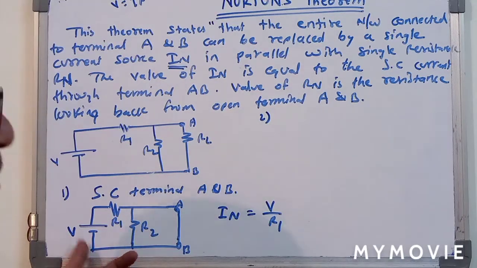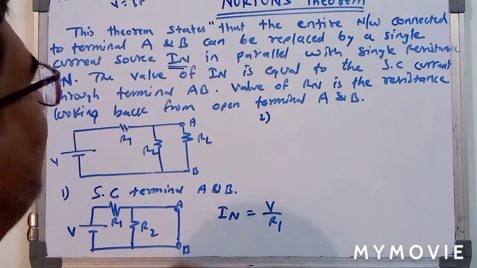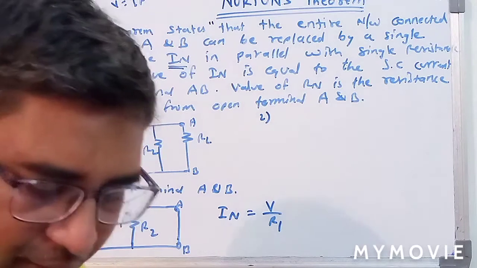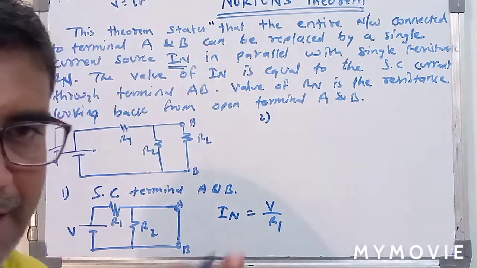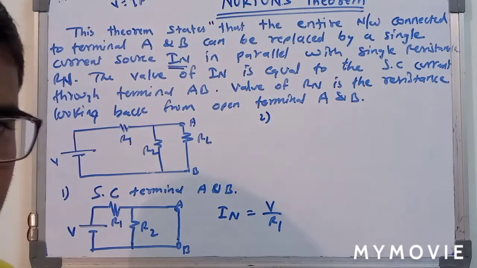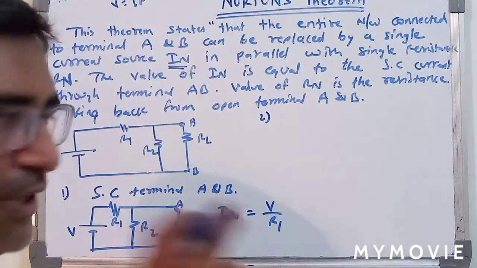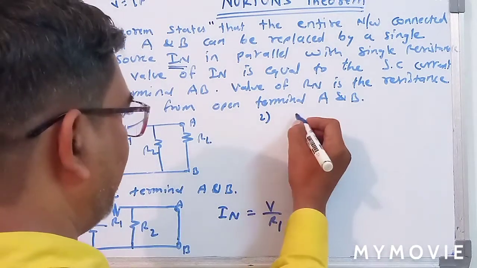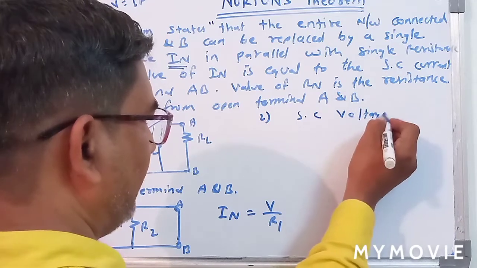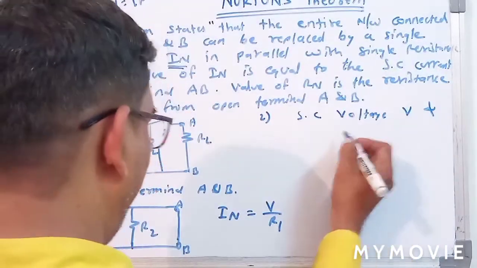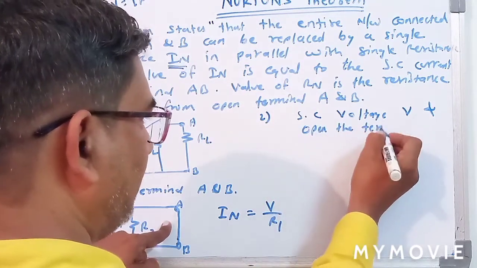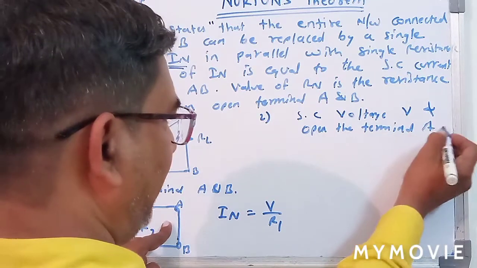Okay, but now what we have to do is make that particular voltage source a short circuit. If we short that voltage source and open the load resistance terminals, meaning A and B should be open and the voltage source gets short circuited. The second step: short circuit the voltage V and open the terminals A and B.